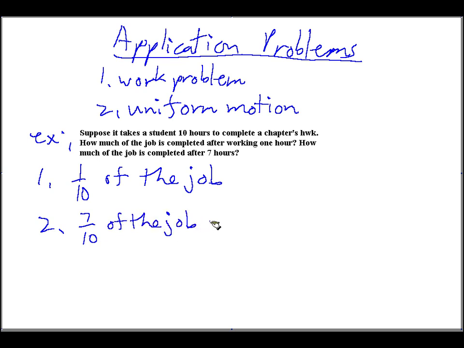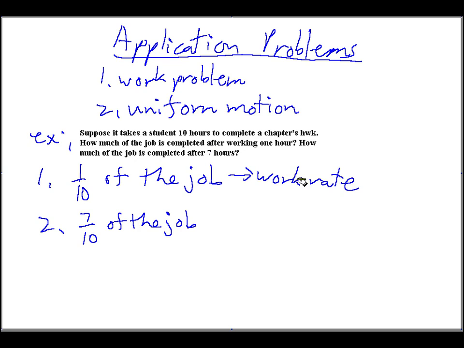Now, but let's talk about the significance of this concept here of working, right? Now, especially the first question: how much of the job is completed after working 1 hour? Well, so again, the answer was 1/10 of the job, right? Now, this turns out to be the work rate. This turns out to be the student's efficiency in this case. So if some student takes only 8 hours, in this case, it will be 1/8 of the job per hour.